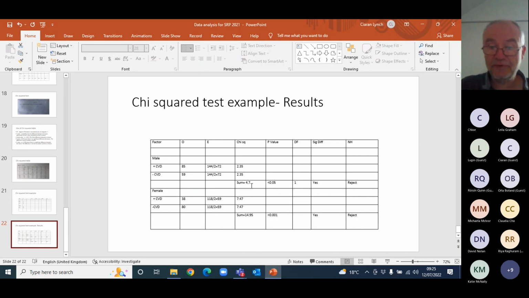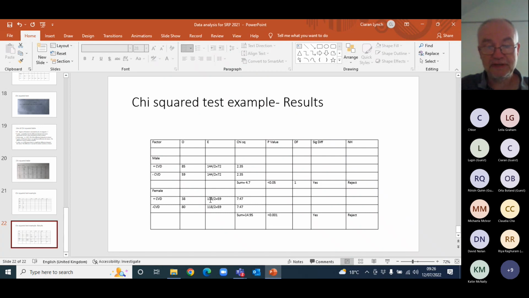Is there a significant difference? Yes, because the difference between the observed and the expected is significant as the probability value is less than 0.05. There are less than 5% of the results due to chance. So the results are significant. So is there a significant difference? Yes. The null hypothesis, rejected.